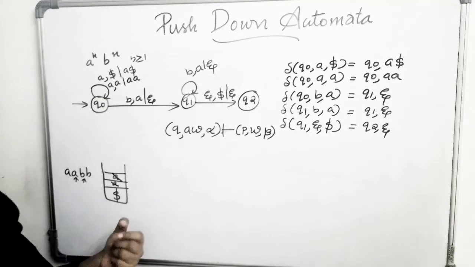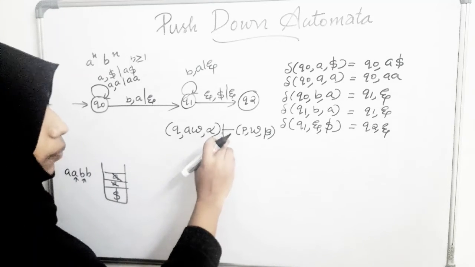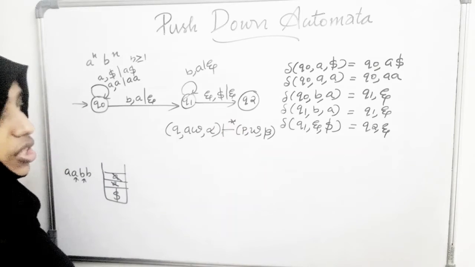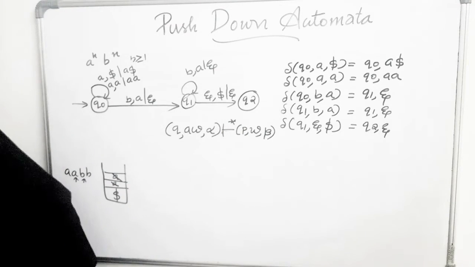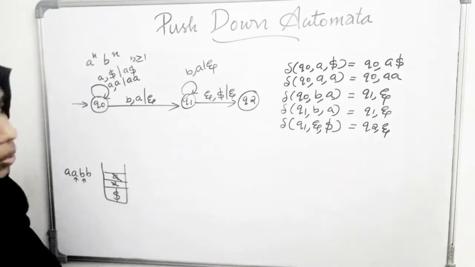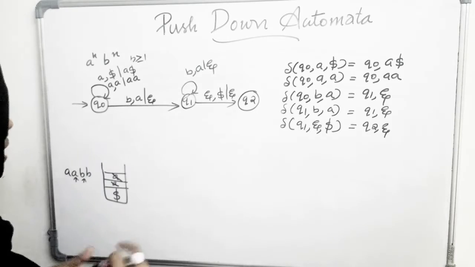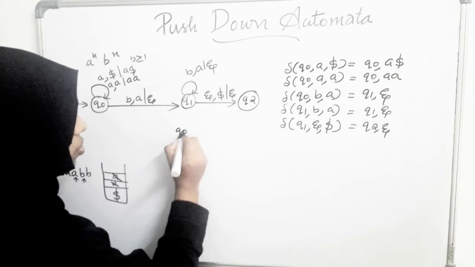So this is how you represent instantaneous description. This means in one move. If we are putting a star, this means 0 or more moves. So we will see the instantaneous description when a particular input is given to this PDA. For example, when the input AABB is given, initially the PDA is at state Q0.